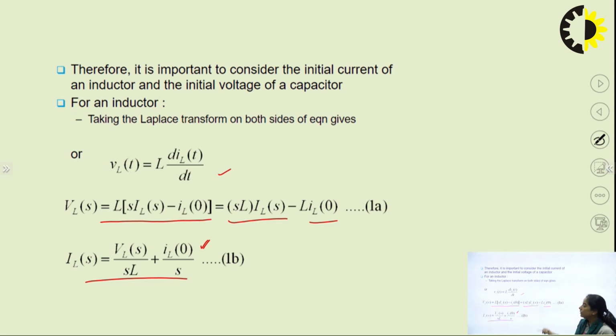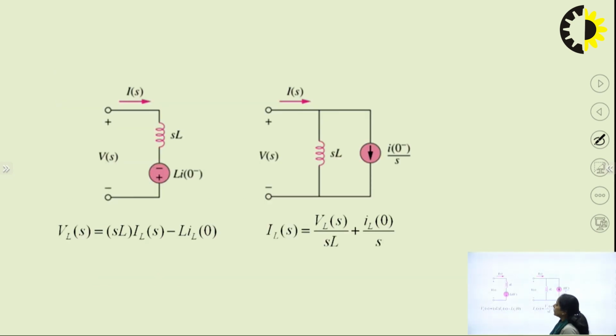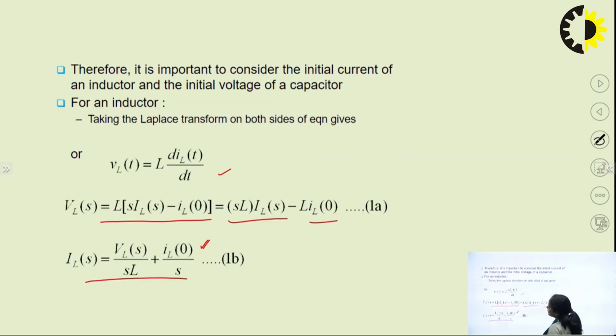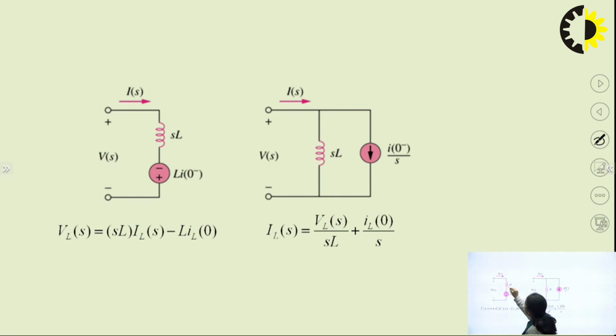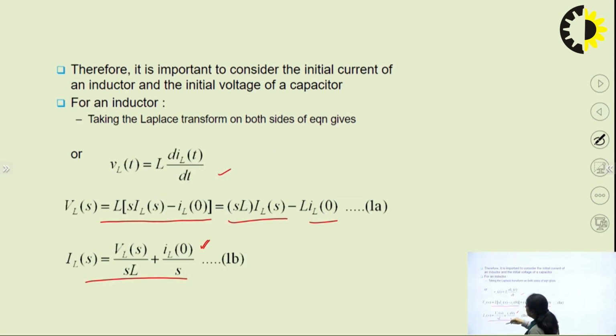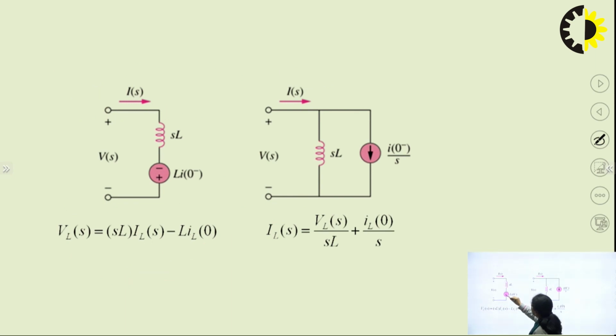Okay, so now if we represent this with network elements, this is representing the current. So if we draw the equivalent circuit for this, with SL and L I0, if you write the KVL equation in this, we will find SL into IS minus LI0 equal to VLS.